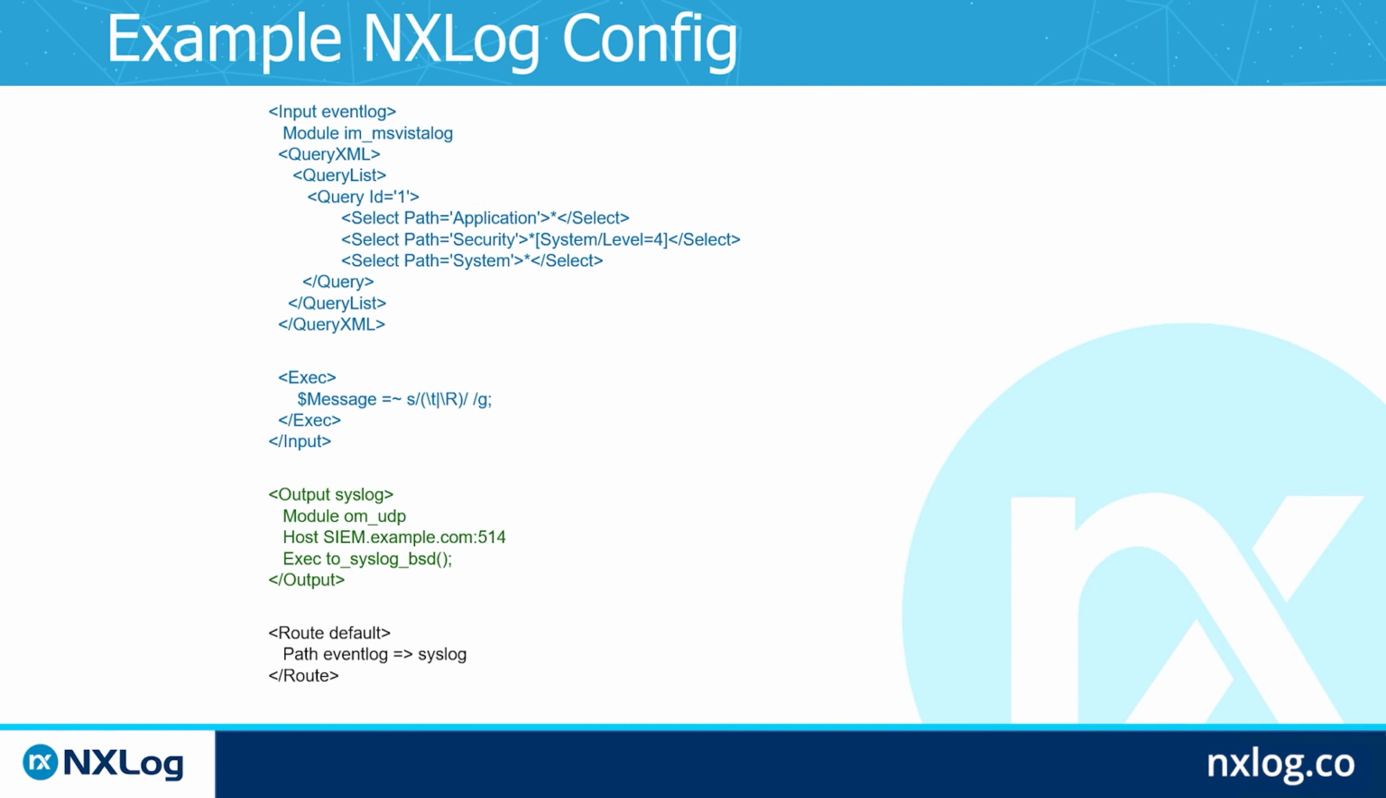The green part is our output, and we're using the om_udp module to send the logs to the network. It has a host field where we have set the example SIEM host name and defined the default port for syslog as destination. In the execution line, we convert every log to standard syslog format before sending them out. The last paragraph is the route, which connects the input module's name to the output module's name. Our publicly available documentation contains configuration guides for all modules and gives a really good help if you want to build your own configurations.